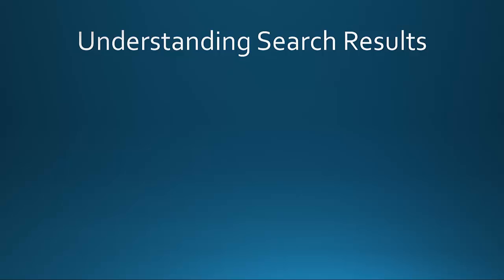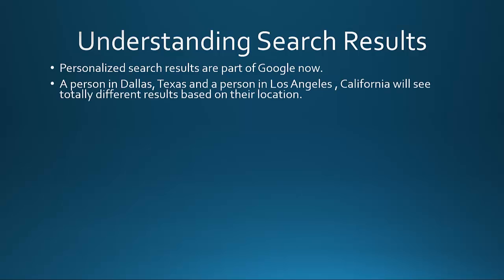Now we're going to shift gears and talk about understanding search results and the different types of search results. I just wanted to point these out because they can have an impact on things that may actually give you some ideas of how you could actually help yourself get more organic free traffic. Personalized search results are part of Google now. It's becoming an increasingly important part. For example, a person in Dallas, Texas, and a person in Los Angeles, California will see totally different results based on their location.